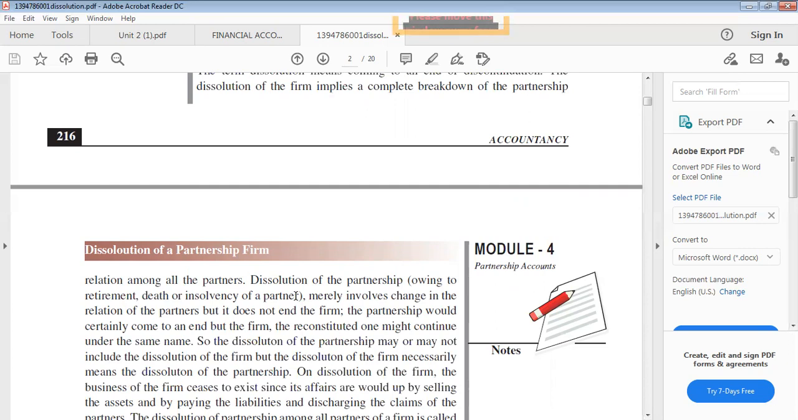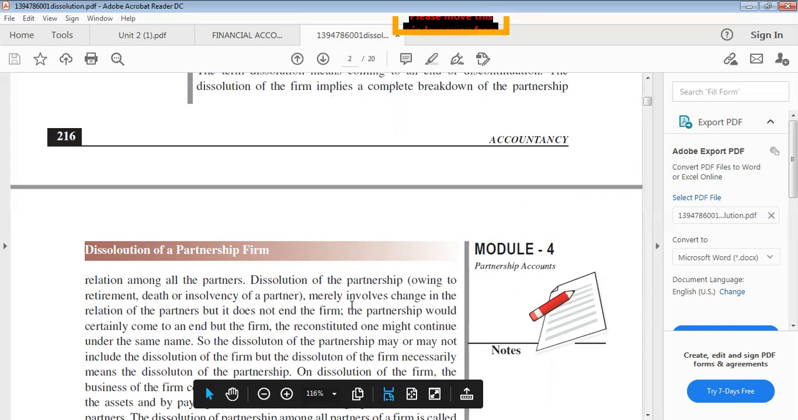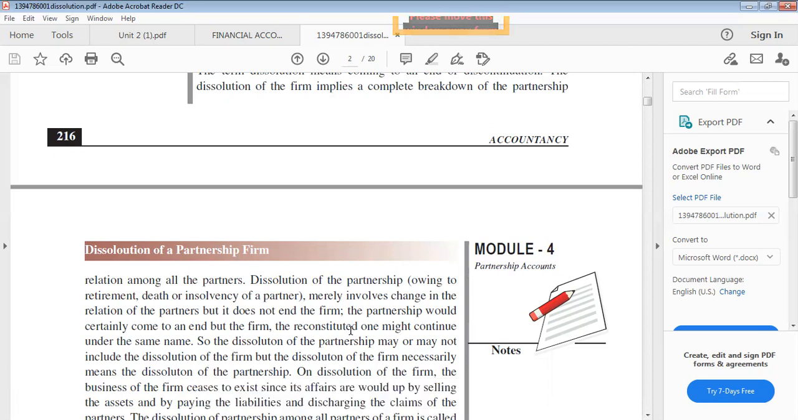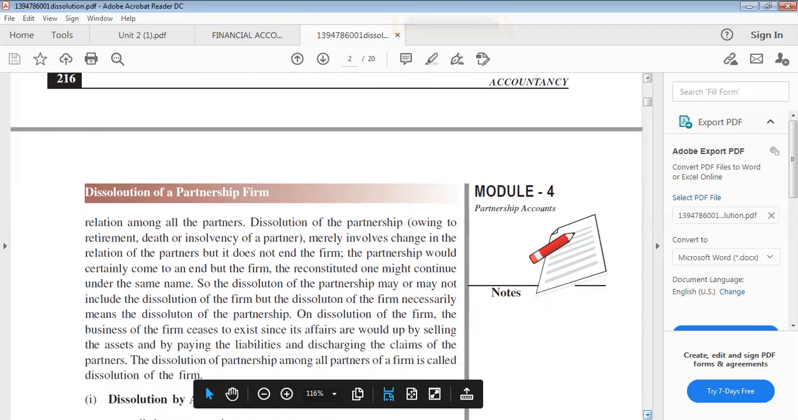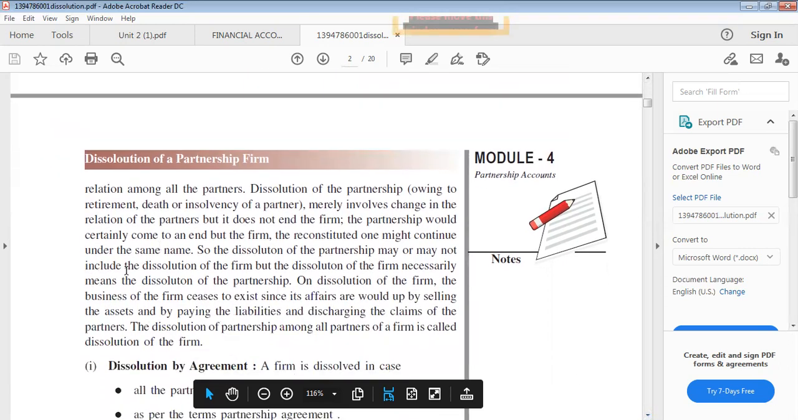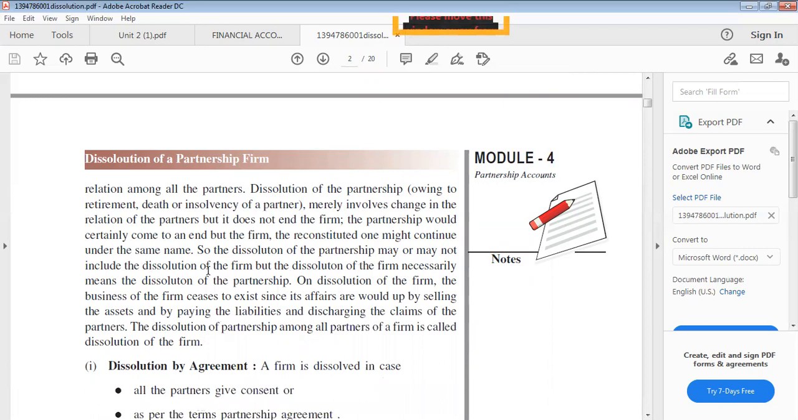Dissolution of a partnership merely involves change in the relation of the partners, but it does not end the firm. The partnership would certainly come to an end, but the firm, the reconstituted one, might continue under the same name. So the dissolution of the partnership may or may not include the dissolution of the firm, but the dissolution of the firm necessarily means the dissolution of the partnership.